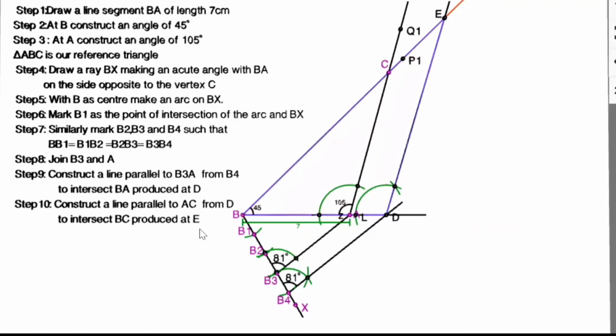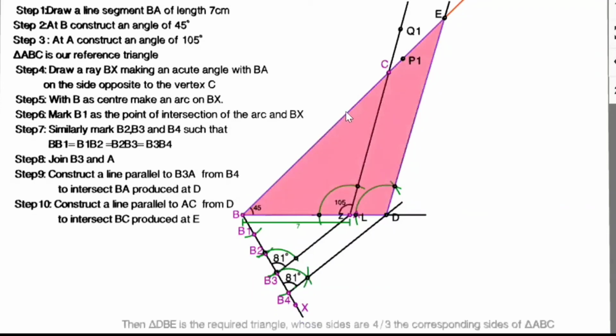So I have successfully constructed triangle DBE, similar to triangle ABC, having sides 4 by 3 times the corresponding sides of triangle ABC. Let us check our work. BD is coming out to be 9.4 centimeters and BA was 7 centimeters. So if I divide BD by BA, the ratio comes out to be approximately 4/3. So that means my construction is correct and I can say that the work has been done properly.